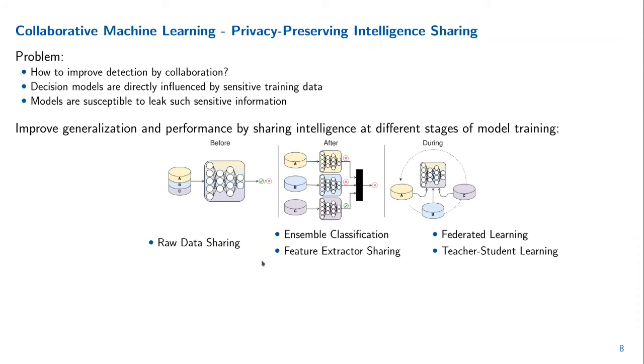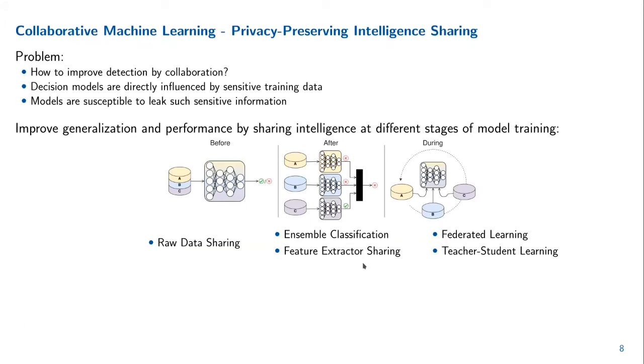Another approach for collaborative machine learning would be ensemble classification, in which every organization participating in collaborative machine learning trains its own classifier, and these classifiers are then combined either by majority voting, for instance, or by averaging the confidence scores, and thereby you get a collaborative machine learning model. A different approach we implemented in SAPPAN is feature extractor sharing. Here we do not share the whole model, but rather only a part of it, which we refer to as the feature extractor of a deep learning model. The main idea here is that by sharing less of a model, we leak less sensitive information.